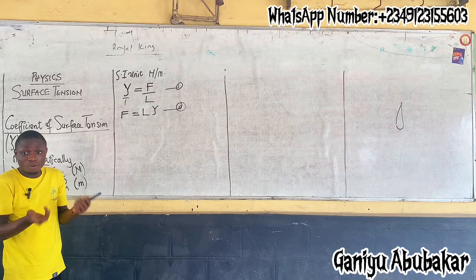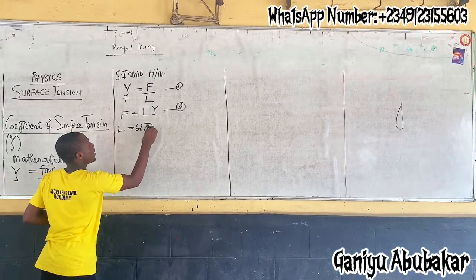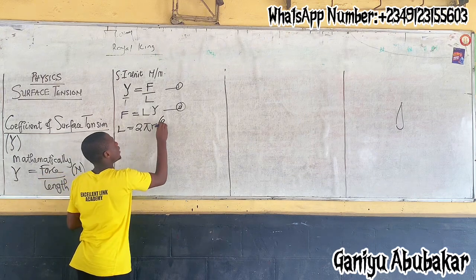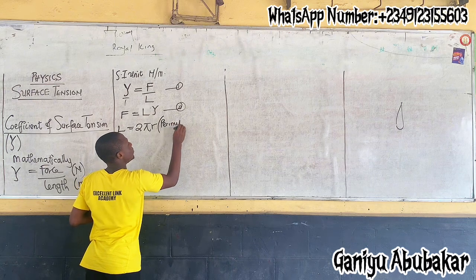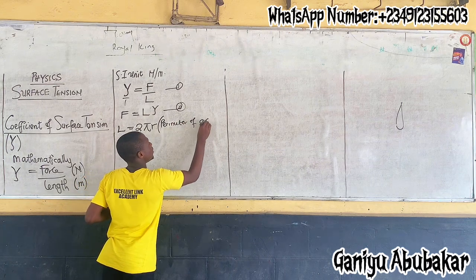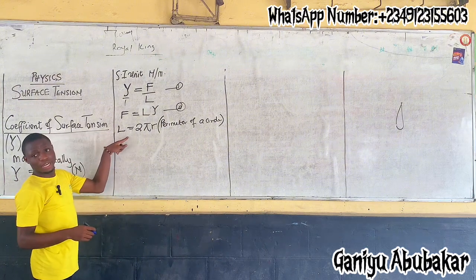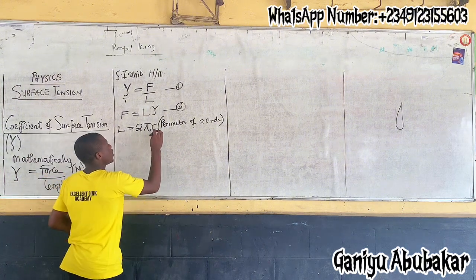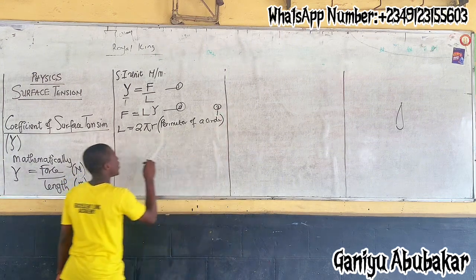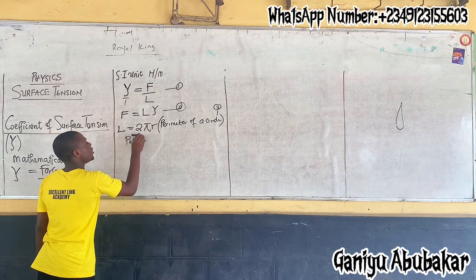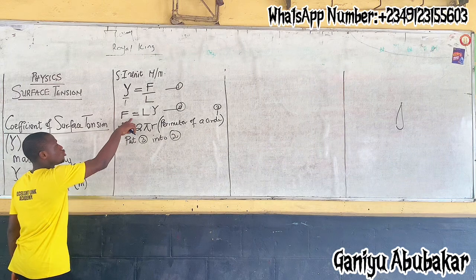No, the perimeter of a circle. So now I'll say L equals 2 pi r, from the perimeter of the circle. Sorry, perimeter of what? A circle, right? Now look up. I'll put this one here. Call this equation 3. Now I'll put 3 into 2, right?